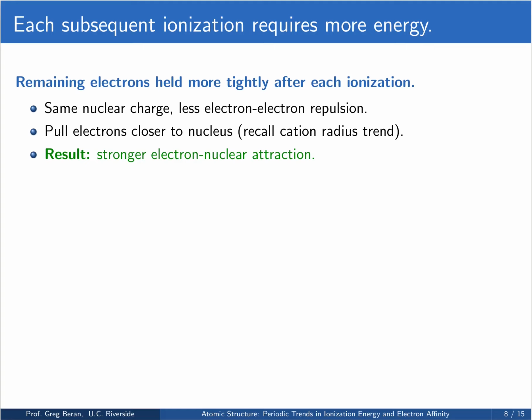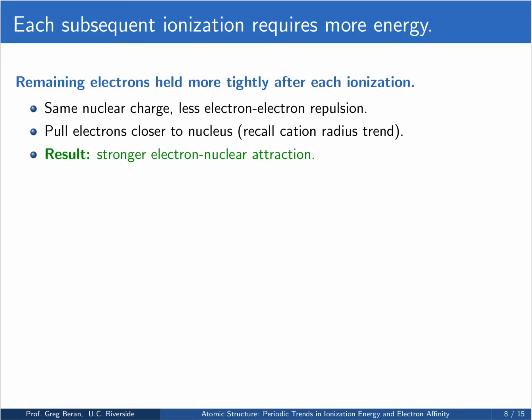When we remove multiple electrons from an atom, more energy is required for each subsequent electron that we remove. The reason for this is pretty straightforward. The nuclear charge isn't changing when we ionize, but for each electron that we remove, we end up having less electron-electron repulsion remaining in the atom. And so that means the electrons can be pulled closer to the nucleus, similar to what we discussed when describing the sizes of cations. And the end result is that we get stronger electron-nuclear attractions.